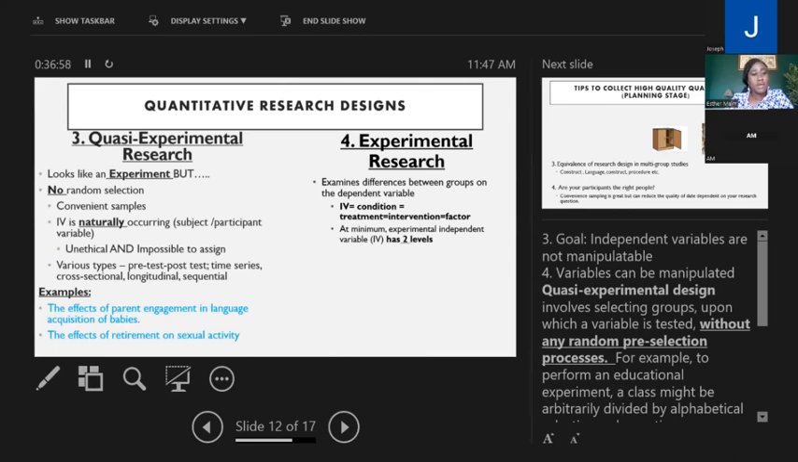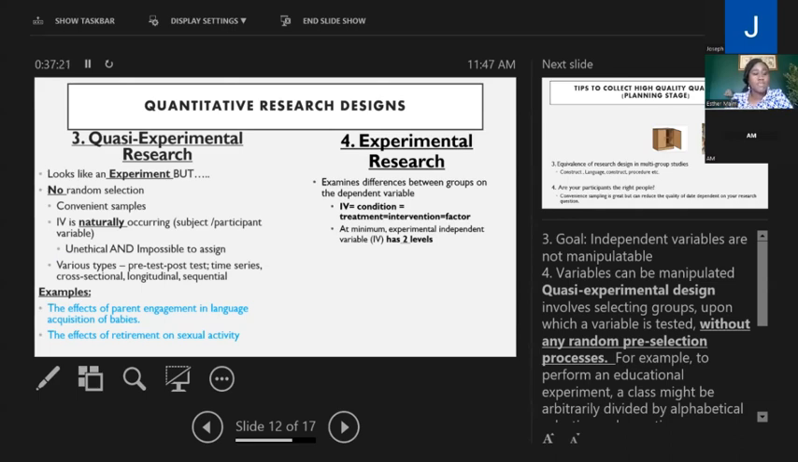Now, the interesting thing about quasi-experimental research versus experimental research is how the independent variable is seen, and then also certain other expectations seen in experimental research that you may not necessarily see in quasi-experimental research.